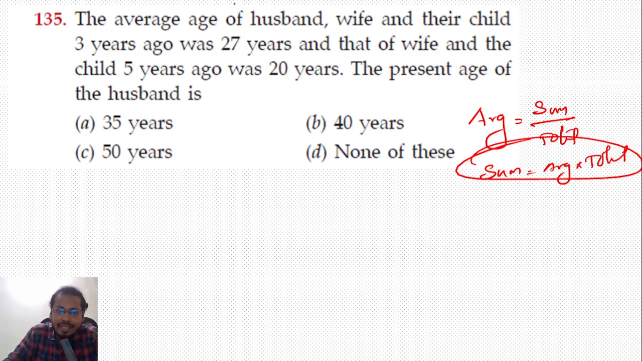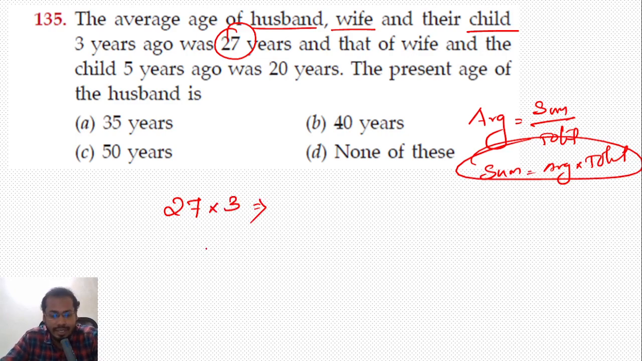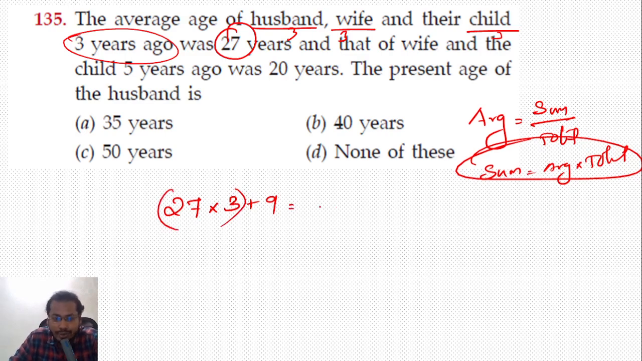Okay. The average age of husband, wife and their child, 3 persons, is 27. So there are 3 persons, each one is 27. Right, let's take 27 into 3, but it was 3 years ago. Correct? So 3 years ago this was. So at present everybody will be added by 3 years. So it will be 9 plus 9. Okay, so how much will it come? It will be 90 years.